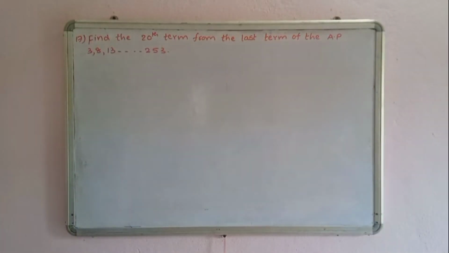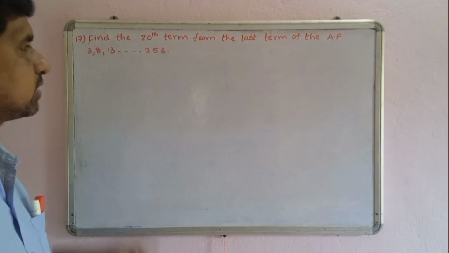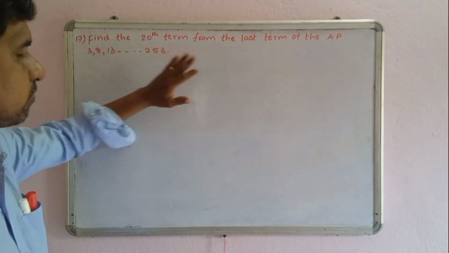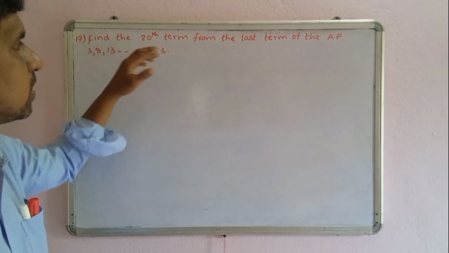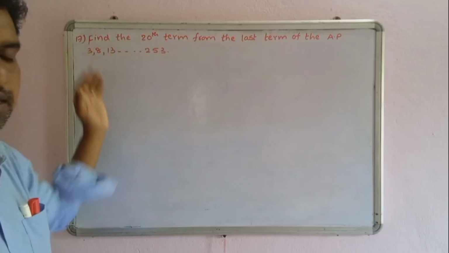17. Find the 20th term from the last term of the AP 3, 8, 13, so on to 253. This is the first term, second term, third term, so on. Last term. From the last, this is the first term, previous is second, previous is third. What is the 20th term from the last? Chivar nunchi 20th term evavutundi.